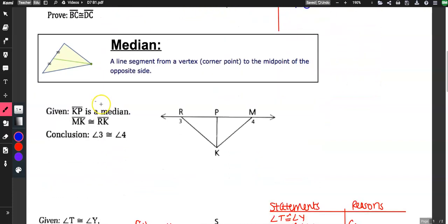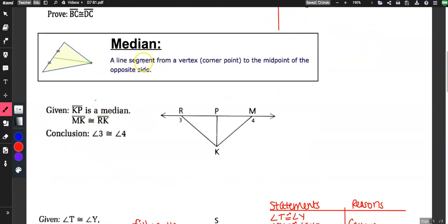So let's talk about one of our vocab words here, the median. The median is a line segment from a vertex to the midpoint of the opposite side. Okay, so it starts at a vertex, so that's key. It has to start at a vertex and it goes to the midpoint. So you can see in the picture here, let me highlight this a little bit. There's my median, and we have the two congruent segments.